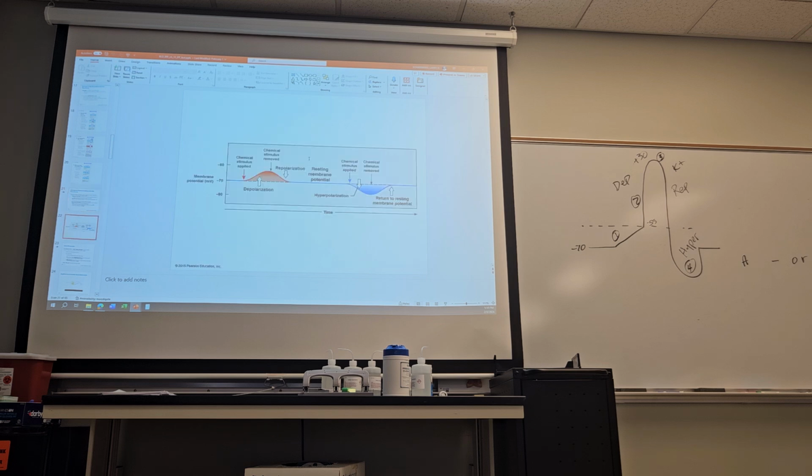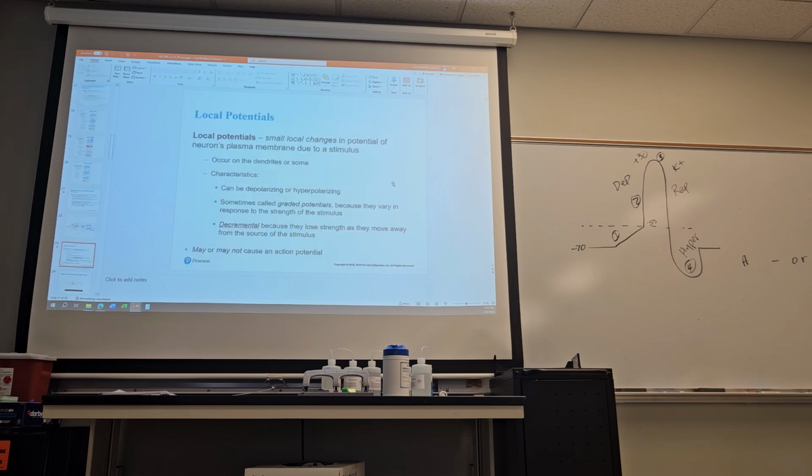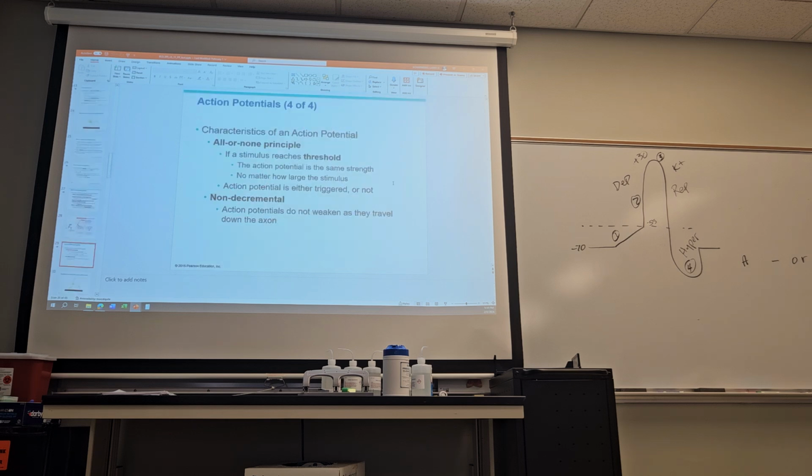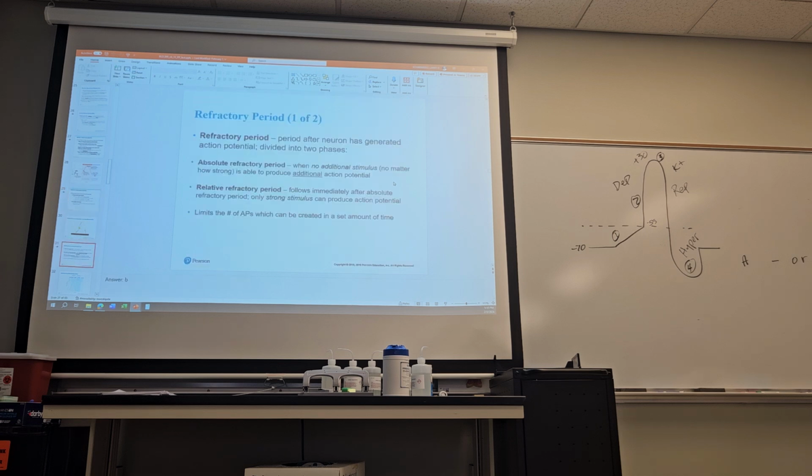All right, and you guys are comfortable with depolarization, repolarization, and hyperpolarization. Okay, we did local potentials. We did the steps of an action potential. And we talked about how an action potential is different. Okay, if a neuron will not respond no matter how hard you stimulate it, why is it unable to respond?